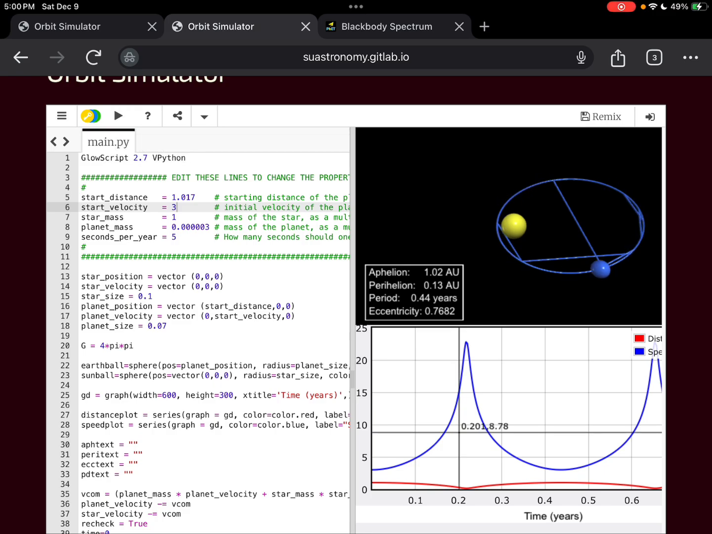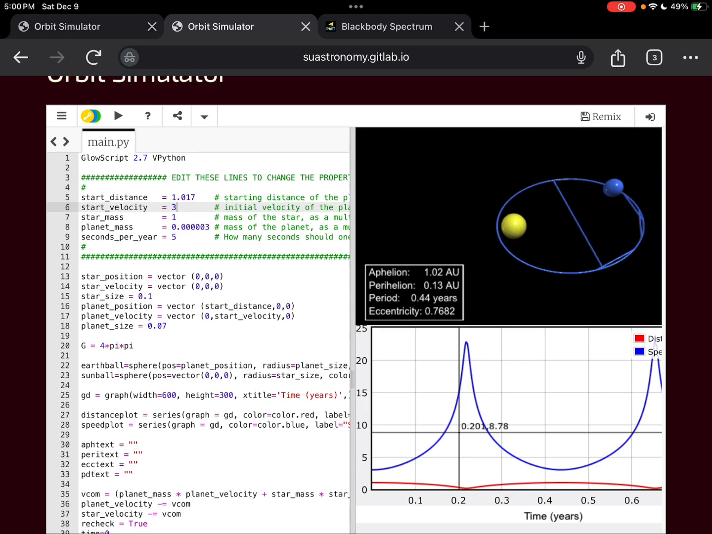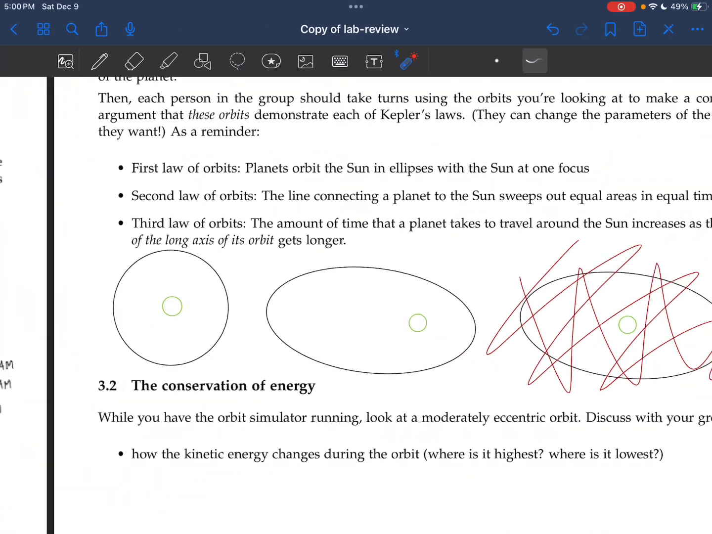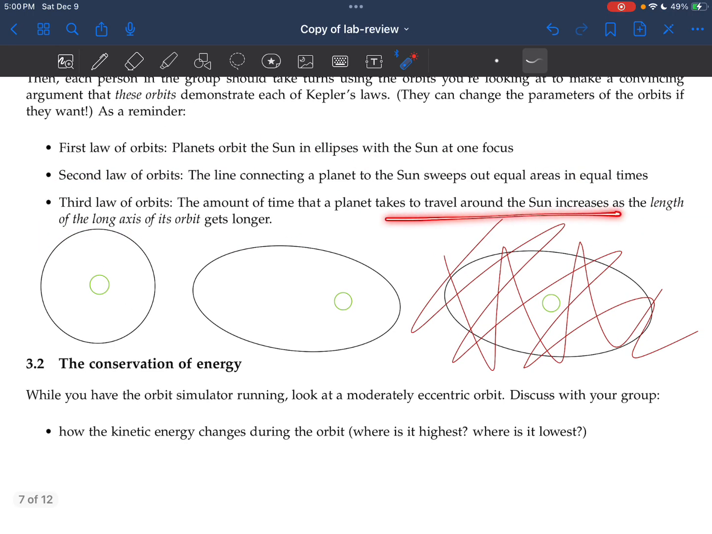Now my long axis is shorter. Instead of 1.8, it's about 1.1. And my period is 0.4. So I have a shorter long axis. My long axis decreased from 1.8 to 1.1, and my period decreased from 0.8 years to 0.4 years. So we see that in our orbit simulator, and that is also seen from the third law. So my period increases as my long axis also gets longer.